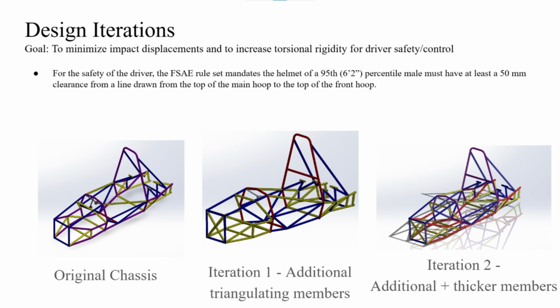Through iteration 1, I added 2 sets of triangulated members that crossed between the suspension mounts in front of the vehicle. In iteration 2, in order to increase the vehicle's overall stiffness, I increased the wall thickness of the members that are color-coded in red from 0.083 inches to 0.103 inches.